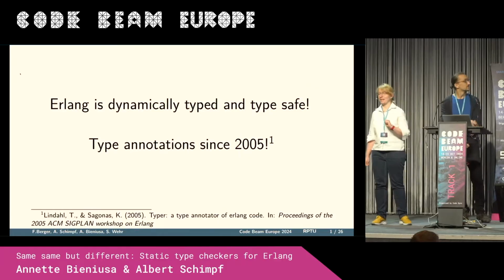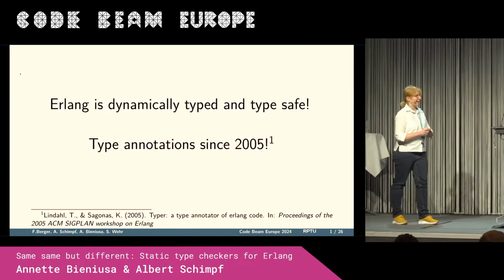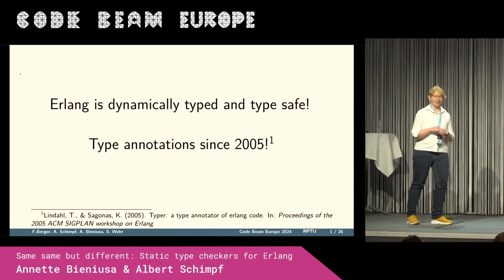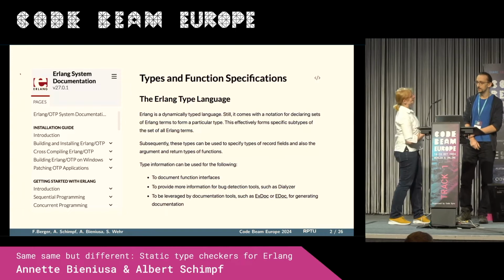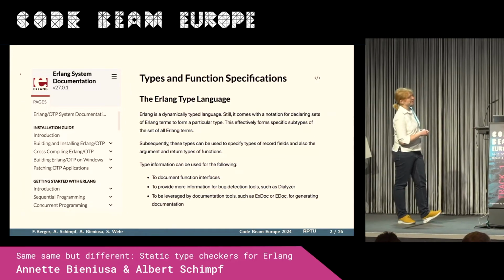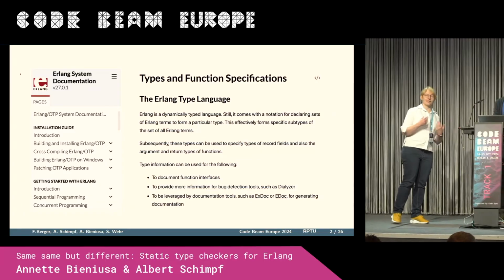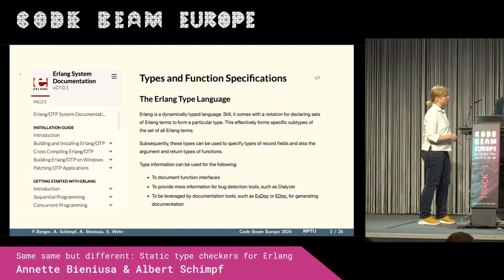Erlang is dynamically typed, and it's type-safe. We all love that. Actually, it has had type annotations since 2005. And if you go on the internet, you will find in the documentation the types and function specifications that tell you what types there are, how they work, how they're supposed to be used.